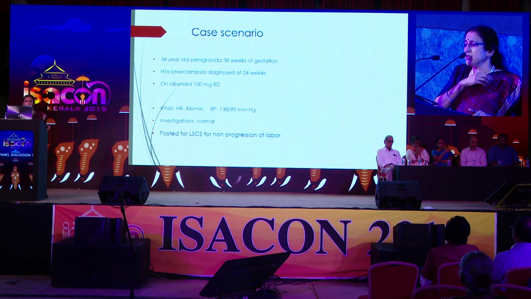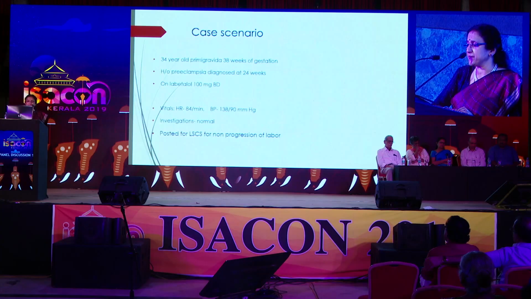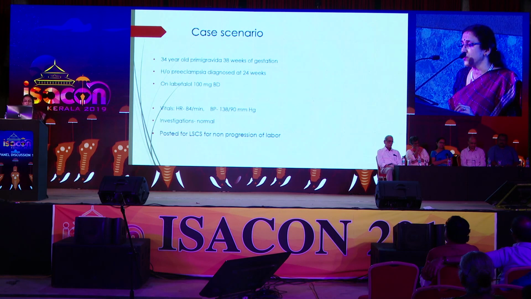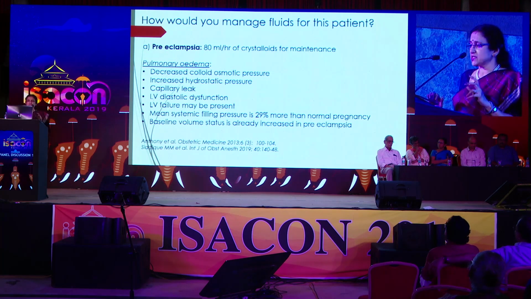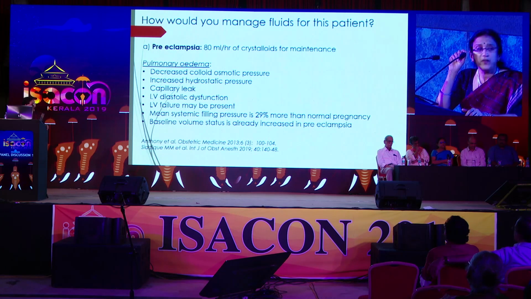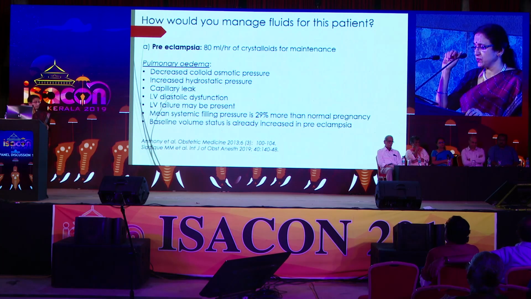A 34-year-old primigravida, 38-week gestation, diagnosed preeclamptic from 24 weeks, is on labetalol 100 milligrams twice a day. She comes with some abdominal pain and probably early labor with stable vitals and a blood pressure of 138/90. She is, after some time, posted for a cesarean section because of non-progression of labor. Now, since our panel is only on fluids, how would you manage fluids for this patient? And is it really different from the other patients we are talking about?